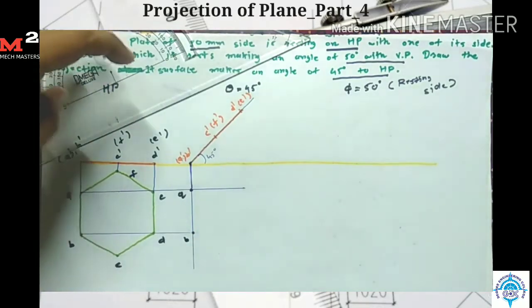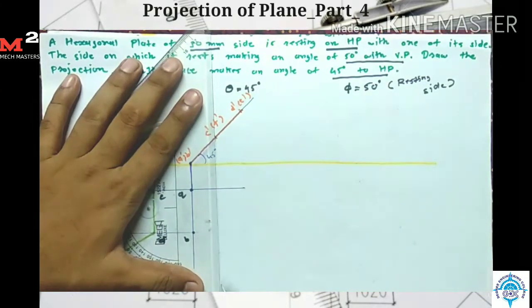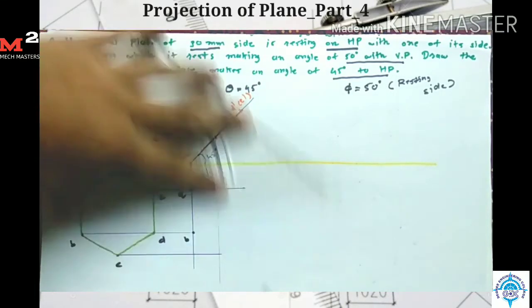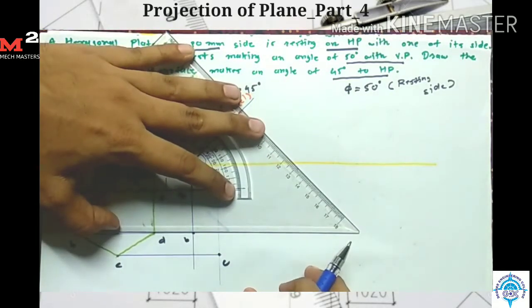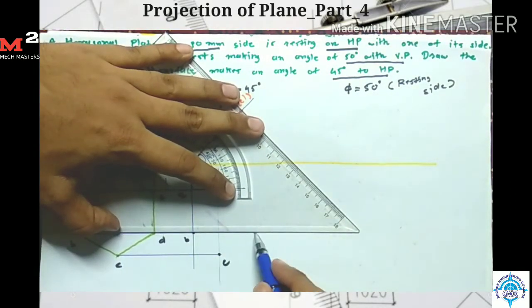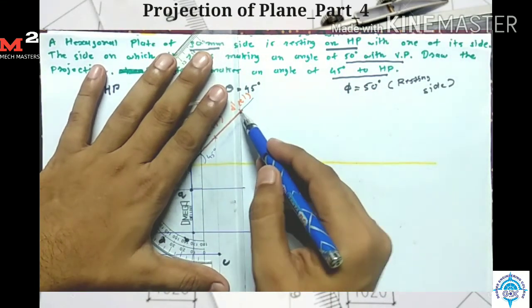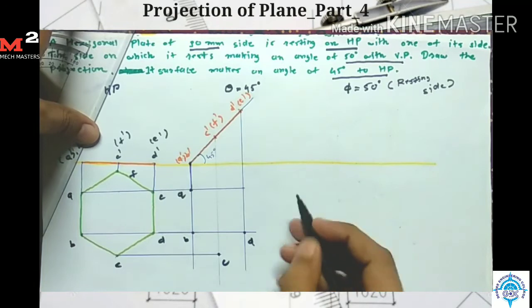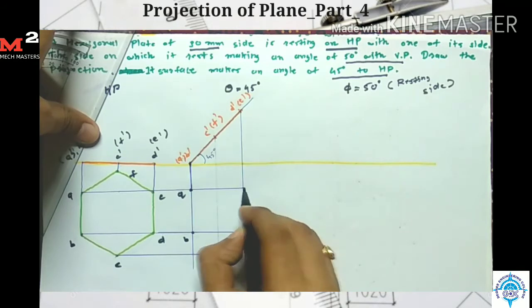Okay, now for point C, I take the projection from here and projection from here. So intersection of these two lines gives me the point C. Okay, now for point D, I take the projection from here and from here. So here I get my point D. Okay, for point E, I take the projection from here and from here. So here I give my point E.